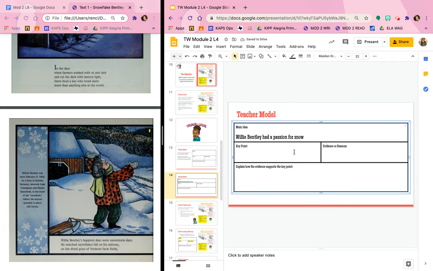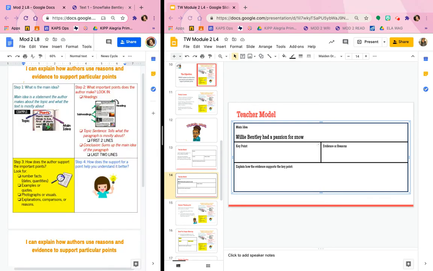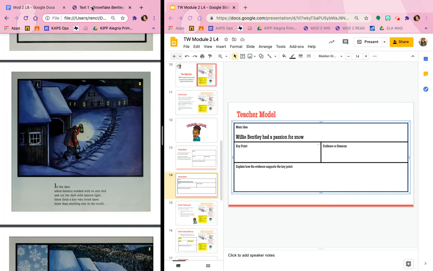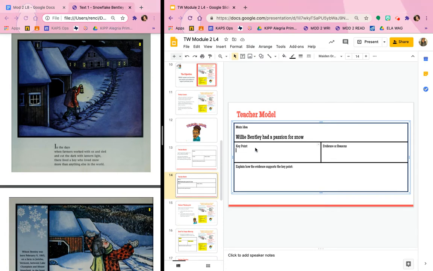So now that I know my main idea, I need to find a key point and evidence to support my main idea. So, step 2, look for important points. I can look for them in the headlines, the topic sentence, or the conclusion. So, I'm going to look back at the first page. One key point is the last sentence, the last 2 lines, it said, "There lived a boy who loved snow more than anything else in the world." So that key point goes along with my main idea.